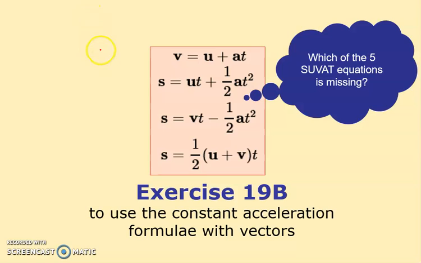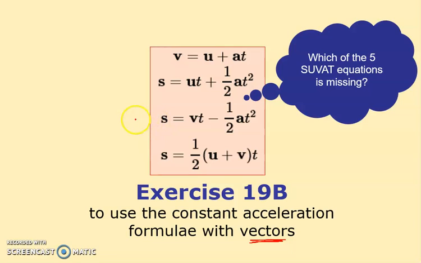We've done a bit of mechanics already, but I'm going to start today by looking at the Suvat equations. We've seen these Suvat equations before, sometimes called the constant acceleration formulae, but today we're going to do this with vectors, so it ramps it up a little bit. Interestingly, I've got this off a slide, and there's one equation missing. The initial question is, which of these 5 Suvat equations is missing?